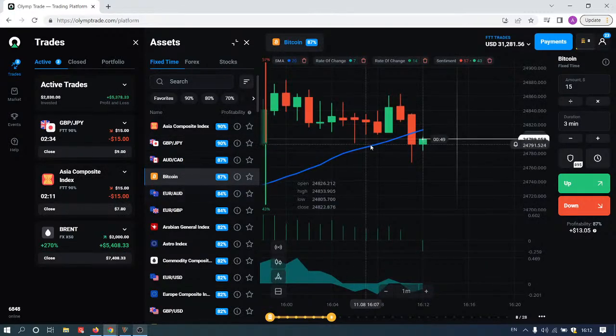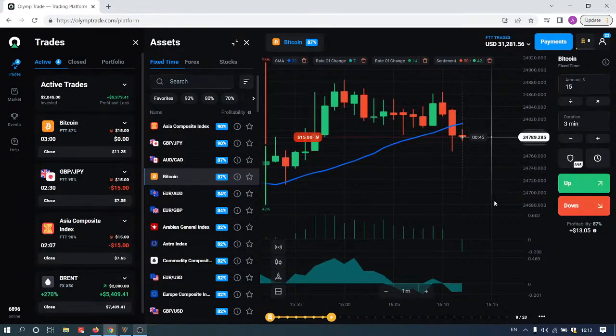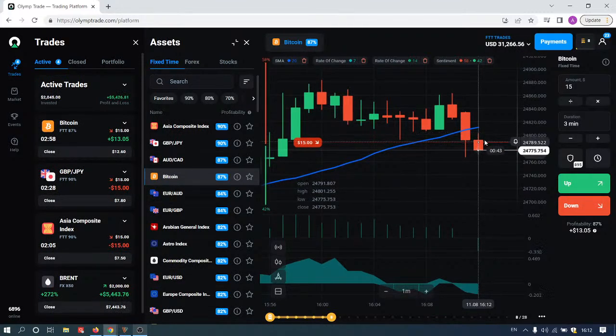What is next? All right, we have a signal here on Bitcoin. Yes, that's the signal. We have just broken under the 20 SMA, and we are headed downwards. We're headed south here.